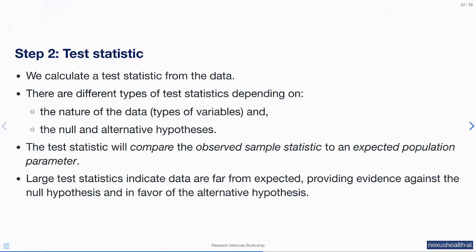In the second step, we calculate a test statistic from the data. And there are different types of test statistics depending on the nature of the data, that is, the types of variables that we have observed, and the null and alternative hypotheses. The test statistic compares the observed sample statistic to an expected population parameter. Large test statistics indicate that the data are far from expected, providing evidence against the null hypothesis and in favor of the alternative hypothesis.